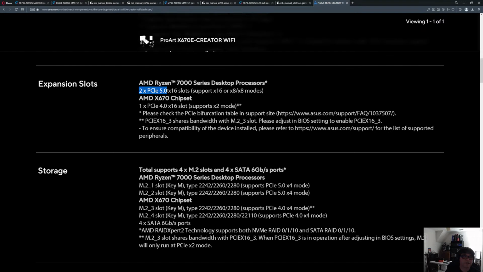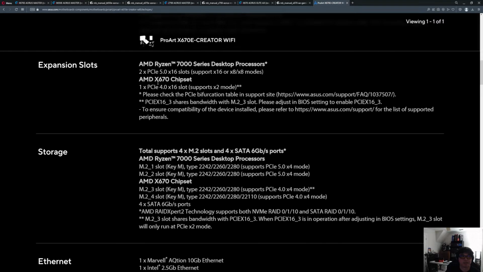2 PCIe 5.0 X16. The top one is X16. The bottom one is X8. So when you run something in that second one, that means the top one will run at X8. Well, we'll draw that out in the block diagram. One PCIe 4.0 X16 supports X2 mode. So this is good for like a 10 gigabit PCIe expansion card, for instance, whenever those things decide to show up.